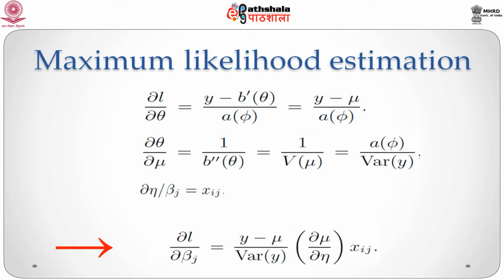Del theta del mu, by the same logic, turns out to be 1 over b double dash theta. Now you will also remember from your classes in inference that b double dash theta is something called the variance function for the one parameter exponential family. And so we can write del theta del mu equal to 1 over b double dash theta, equal to 1 over b of mu, which is equal to a of phi into variance of y.